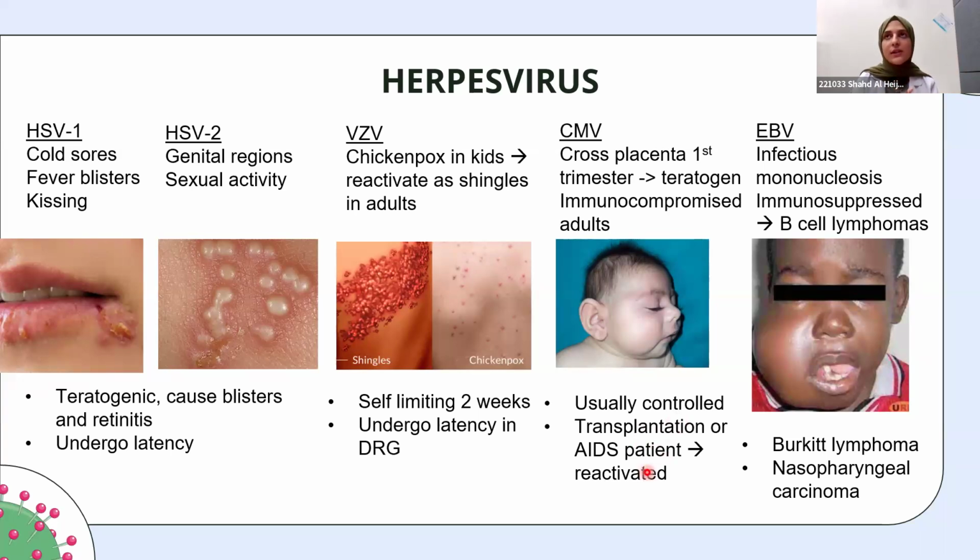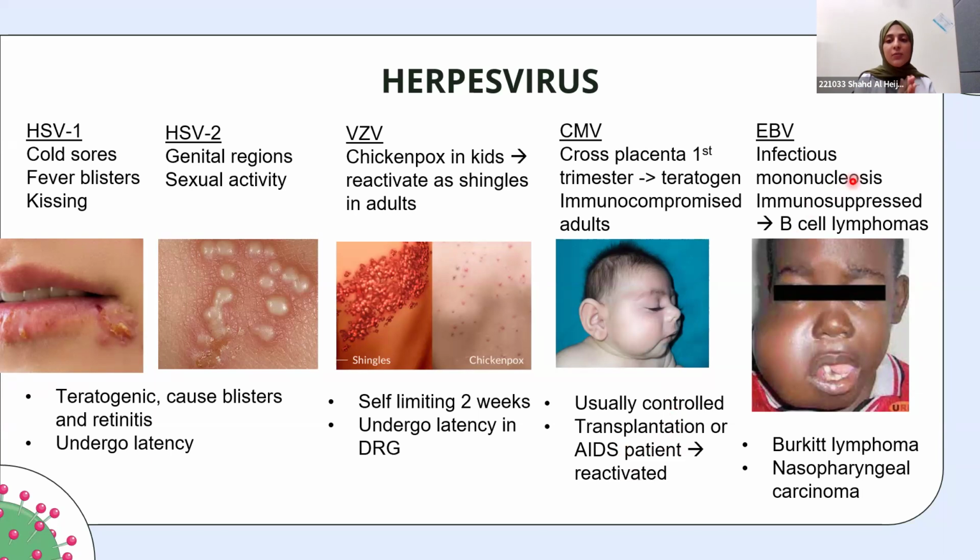So CMV can cause, for example, pneumonia. If you have a transplant patient who suddenly had pneumonia, you should think about CMV. So CMV is usually controlled, but in some cases it can be important. If it crosses the placenta, it can be teratogenic. And in immunocompromised adults, such as transplant or AIDS patients, it can get reactivated and cause disease.